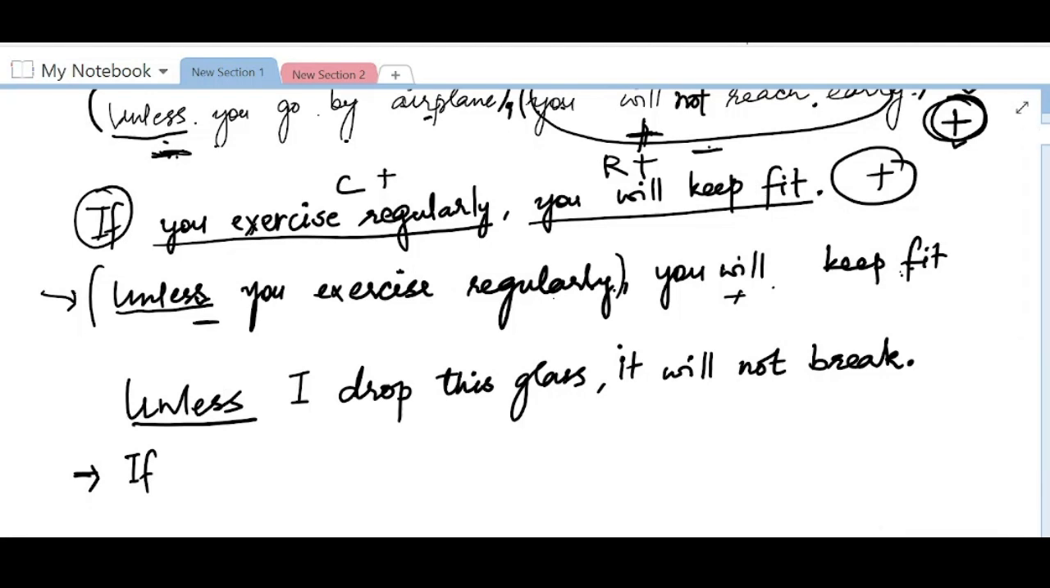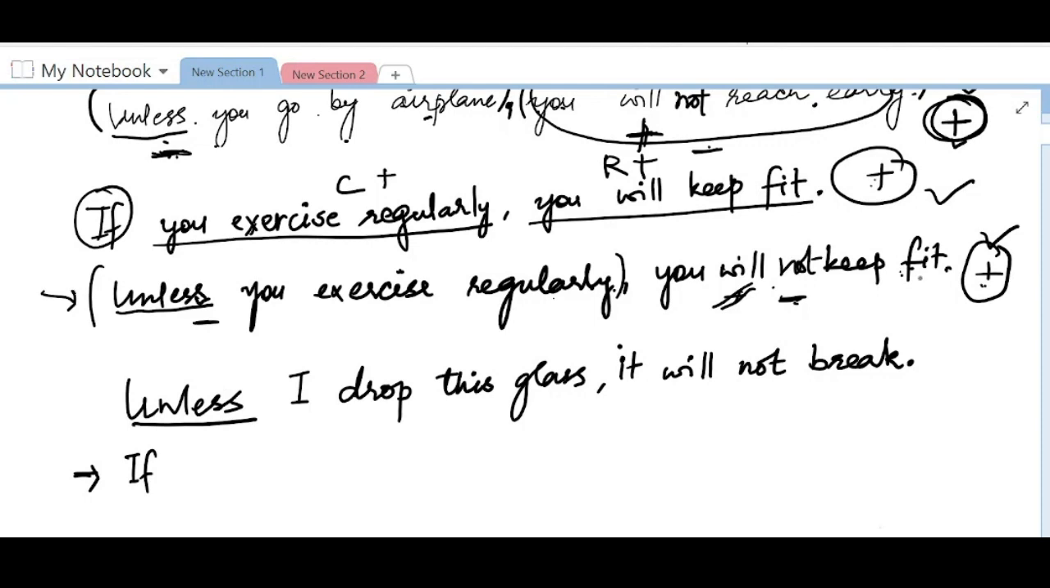Yes, very good. Those who have got it: you will not keep fit. So to make this, I have added not. जब तक exercise regularly नहीं करते हो, you will not keep fit. So minus minus plus. Understood? So my question and my answer match. There is no change in the sign. It means my answer is correct.